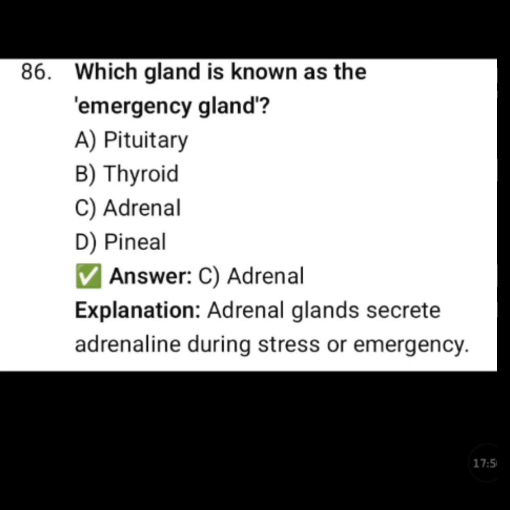Which gland is known as the emergency gland? Pituitary, thyroid, adrenal, pineal. The correct answer is option C, adrenal gland. The adrenal gland secretes adrenaline during stress or emergency.